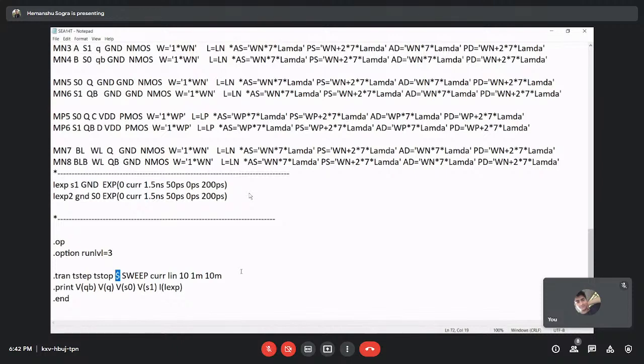So how will you do this? That's why we sweep. You see here, we swept from 1 milliampere to 10 milliampere in 10 intervals like this. You can sweep it, and then you can select for which value the data is flipping. Do you understand? Anyone has any doubt here?